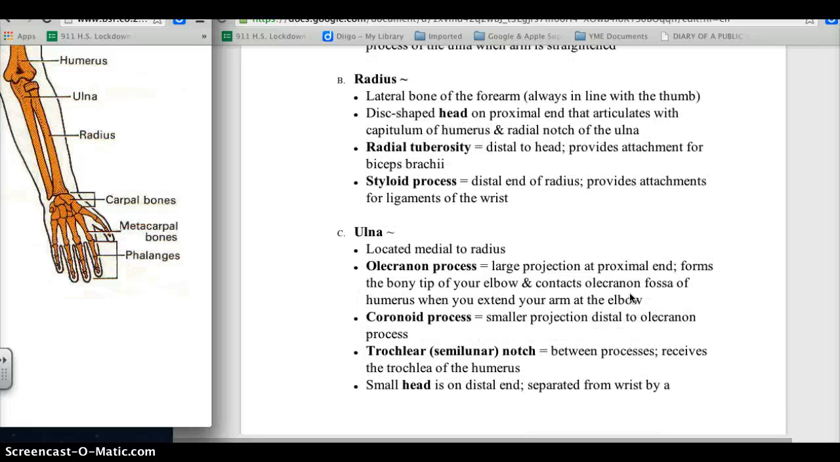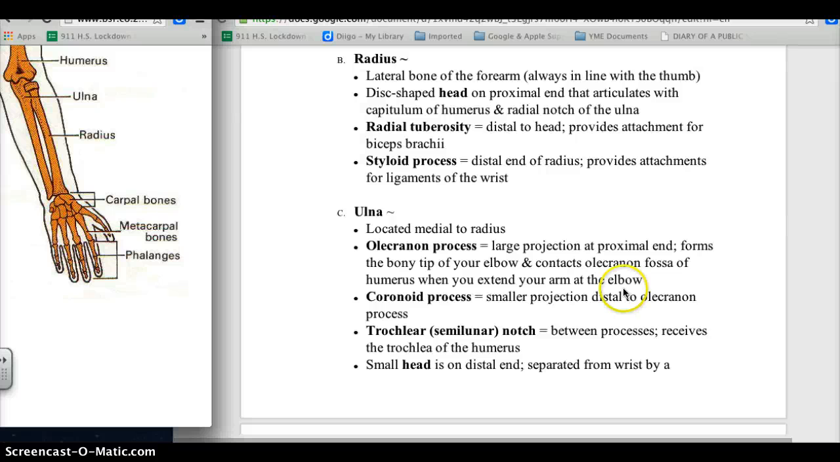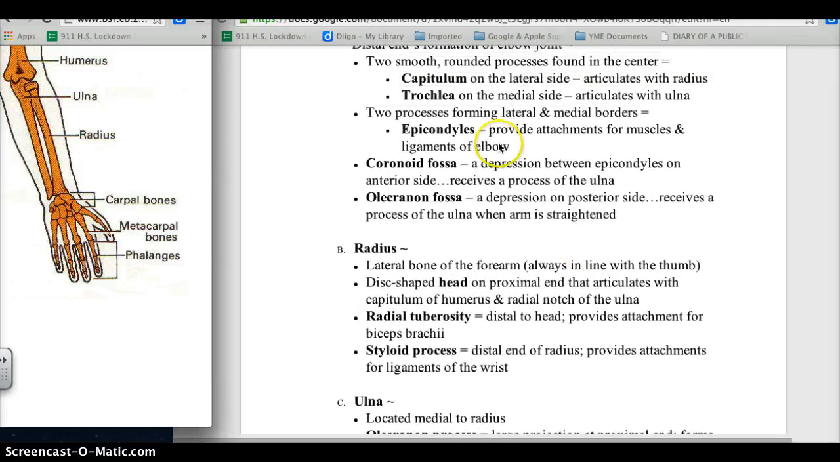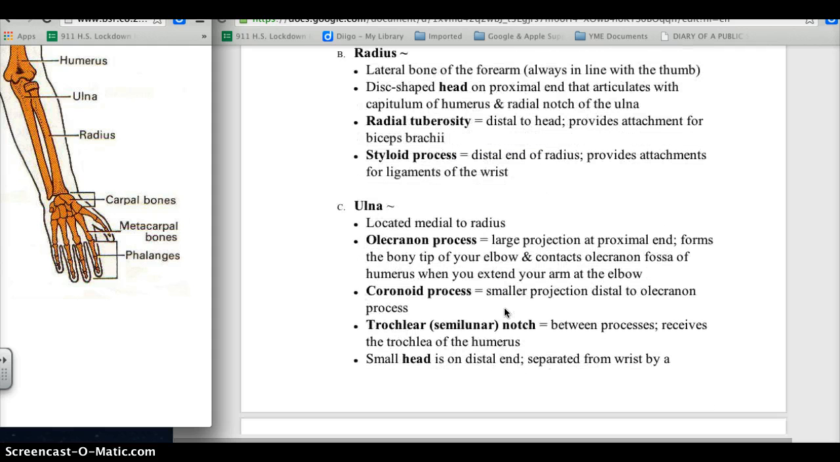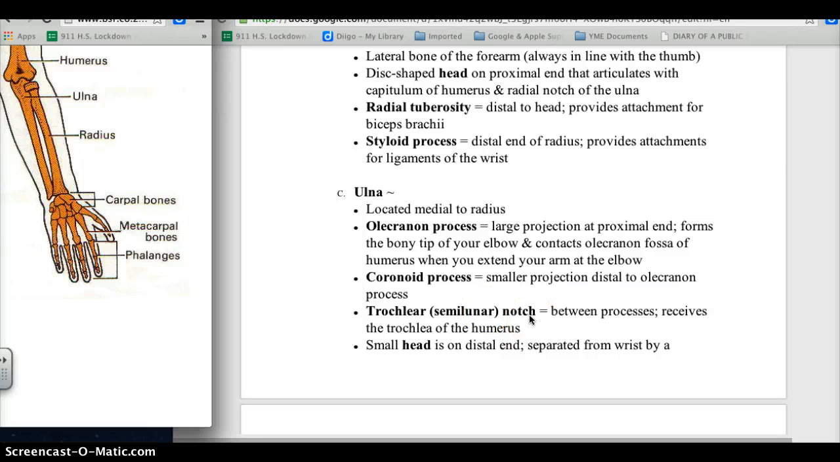All right. And then we have a trochlear notch. There's another connection up here. Remember, we had the trochlea, which was a process found at the end of the humerus, the distal end. Now a notch is just that. It's a cutout piece of the ulna, and that's where the trochlea of the humerus sits.